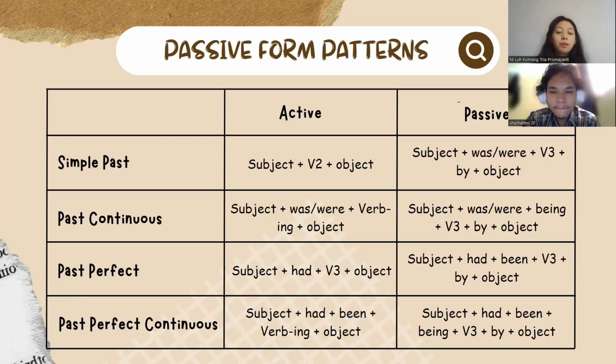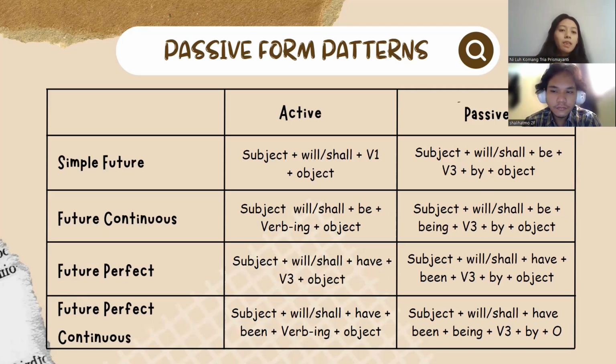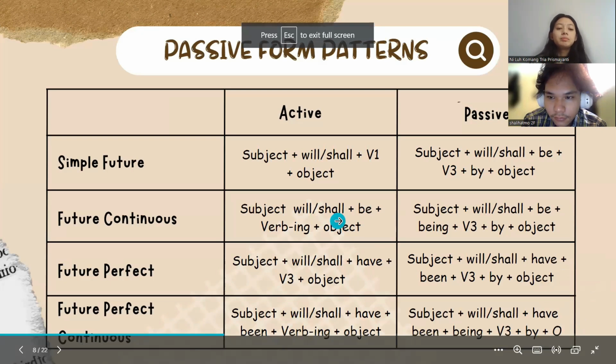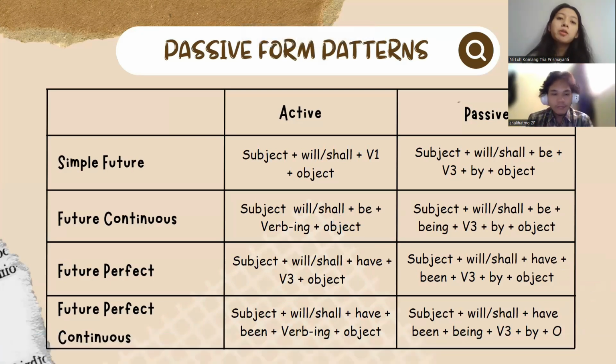The past perfect active form is subject plus had plus verb 3 plus object. And the passive form is subject plus had plus been plus verb 3 plus by plus object. And the last one is past perfect continuous. The active form is subject plus had plus been plus verb ing plus object. The passive form is subject plus had plus been plus being plus verb 3 plus by plus object. Okay, so the next material will be explained by Sally.